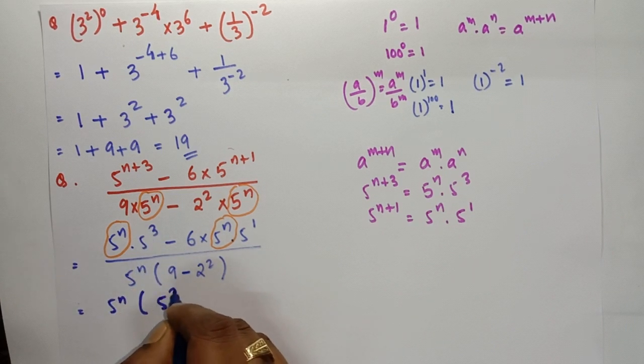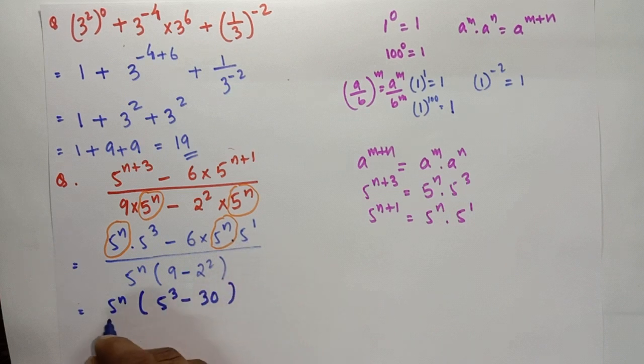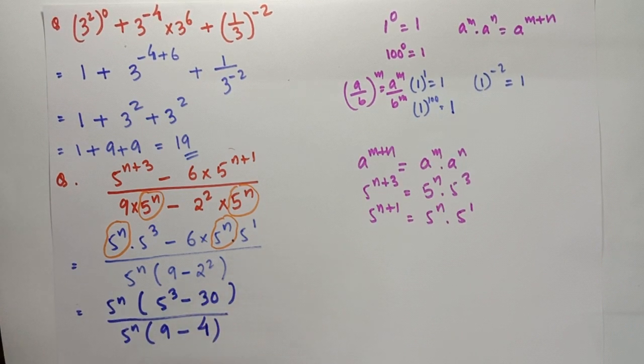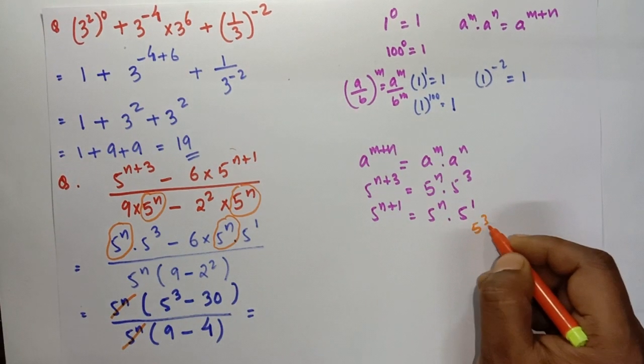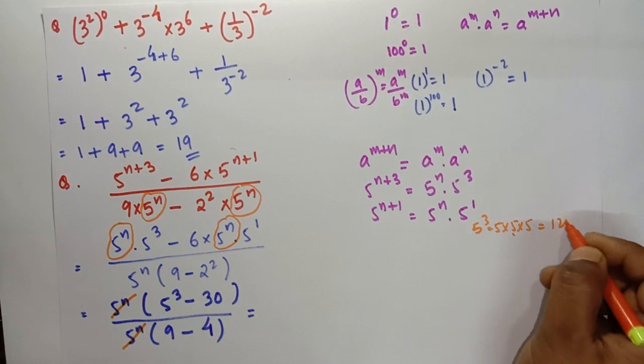5 to the power 3 minus 6 fives are 30. In the denominator we have 5 to the n, and this is 9 minus 2 square, which is 4. So you can see here what you have: 5 to the n in both, so they will both get cancelled. Now what can I do? 5 cube means 5 into 5 into 5. 5 fives are 25, 25 fives are 125.